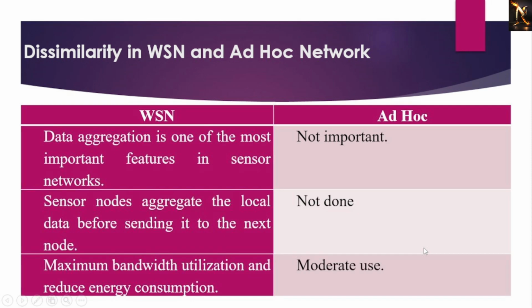Data aggregation holds paramount importance in sensor networks, whereas it is deemed not important in the context of ad hoc mobile networks. In sensor networks, sensor nodes engage in aggregating local data before transmitting it to the next node, a practice that is not done in ad hoc mobile networks. This data aggregation strategy in sensor networks aims to achieve maximum bandwidth utilization and reduce energy consumption, while in ad hoc mobile networks, such practices are considered to have a moderate level of use.